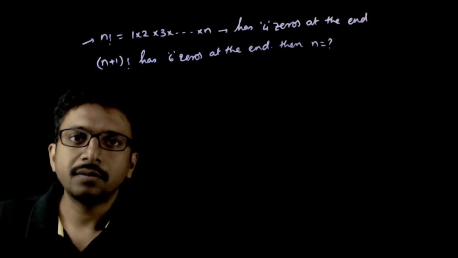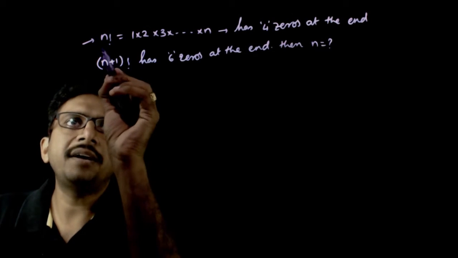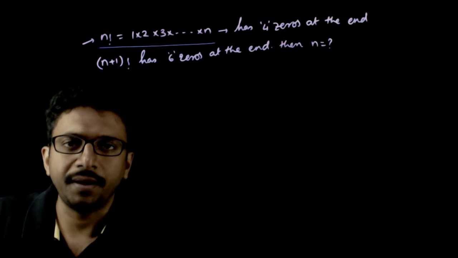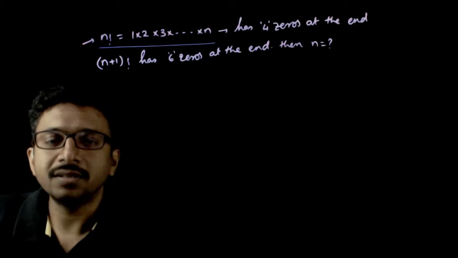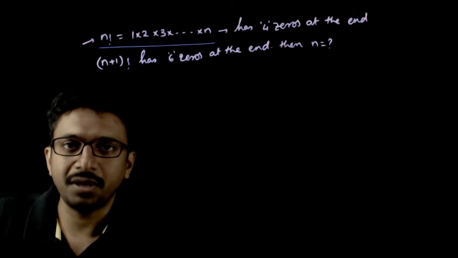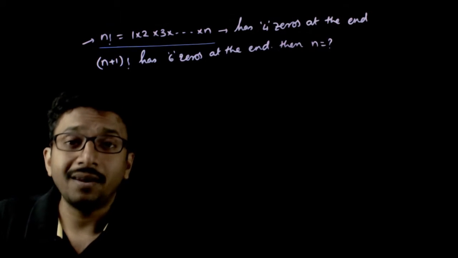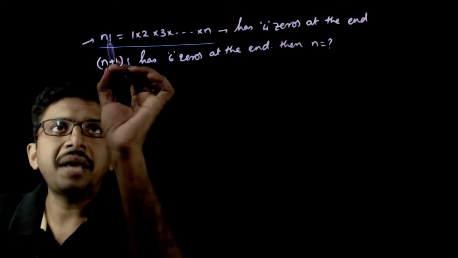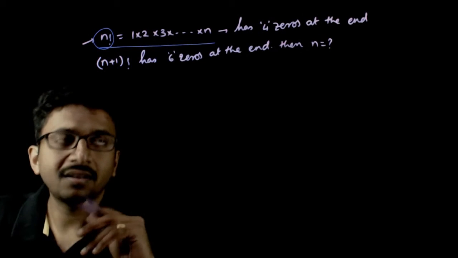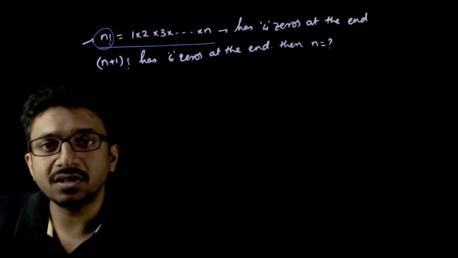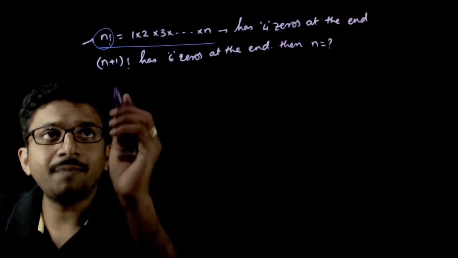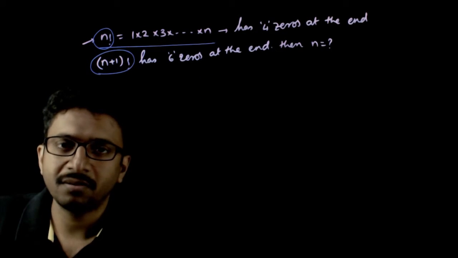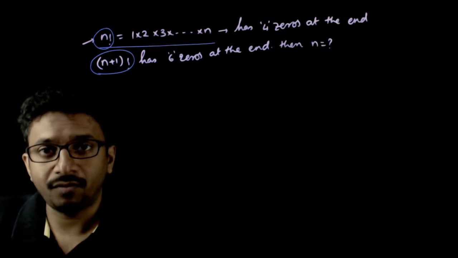So welcome students. So in this question you're given that n factorial is 1 into 2 into 3 into so on up to n. So n factorial is the multiplication of first n natural numbers. N factorial is the product of first n natural numbers. And it's given that you have some n factorial such that this n factorial has 4 zeros at the end. And n plus 1 factorial, the next number factorial, has 6 zeros at the end. If that is so, what is n fact? What is the value of n?